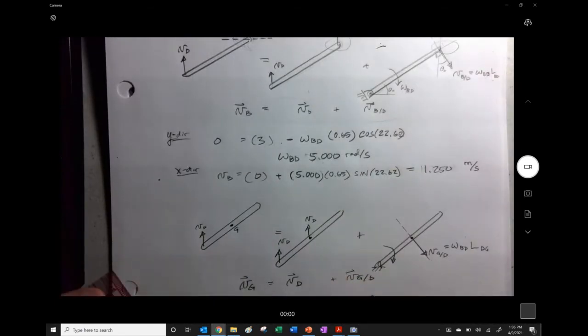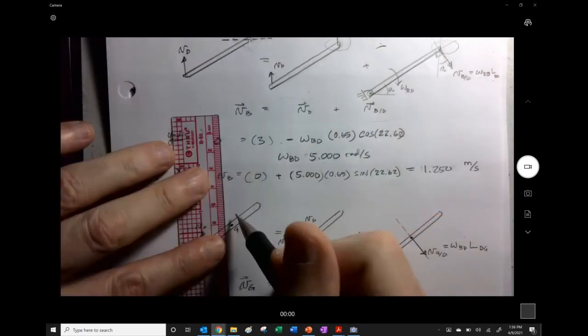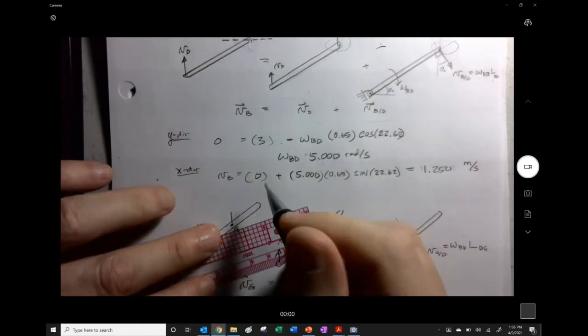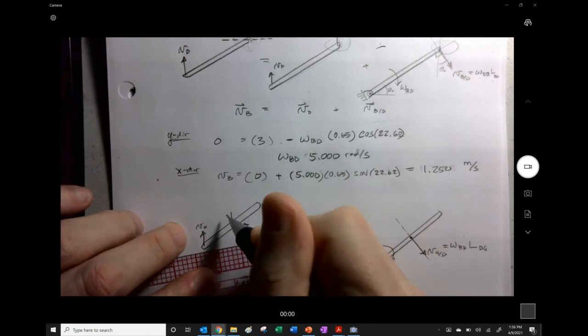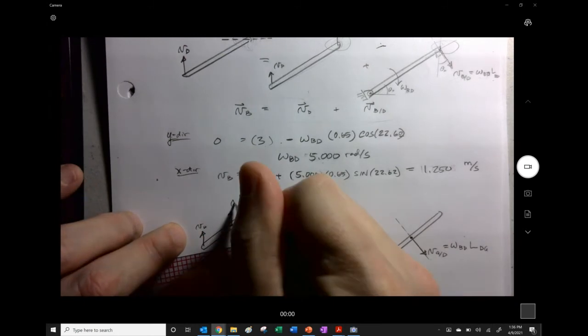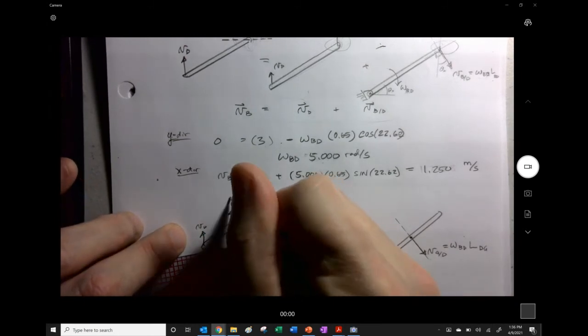Over here on the left, one strategy I like to do, if I'm just going to find something generally, is to pick them both in the positive direction.